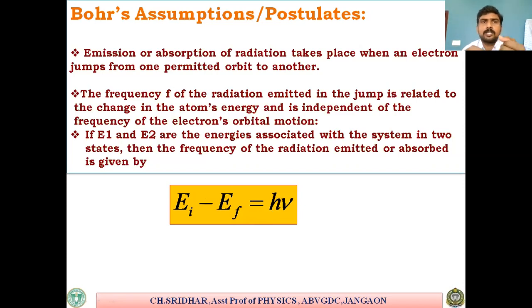The first postulate is stationary and non-radiating orbits, the second postulate is the quantization condition of orbital angular momentum, and the third postulate is emission or absorption of radiation. So these are the three postulates put forward by Bohr in order to have an atomic model, and these are Bohr's assumptions or Bohr's postulates.